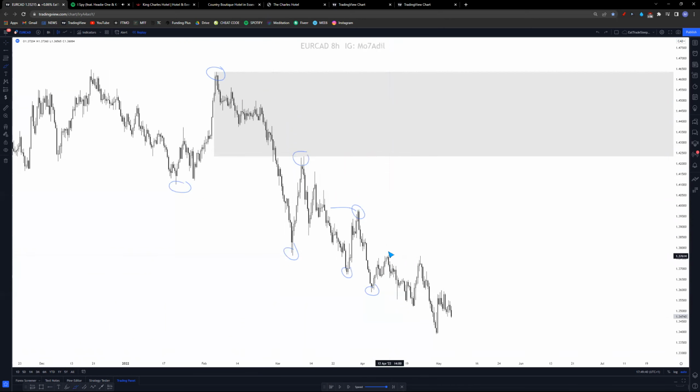You tell me. Look at this. Did this tap into supply? No, it didn't. Because it didn't fulfill the second criteria of tapping into supply, I cannot class this as a lower low, sorry, a lower high or a pullback. So I move on to the next one.